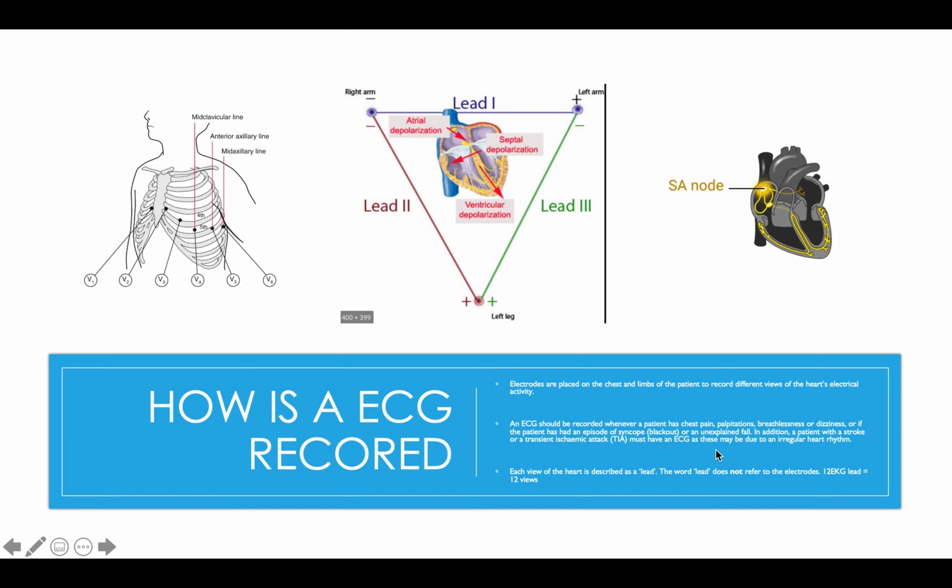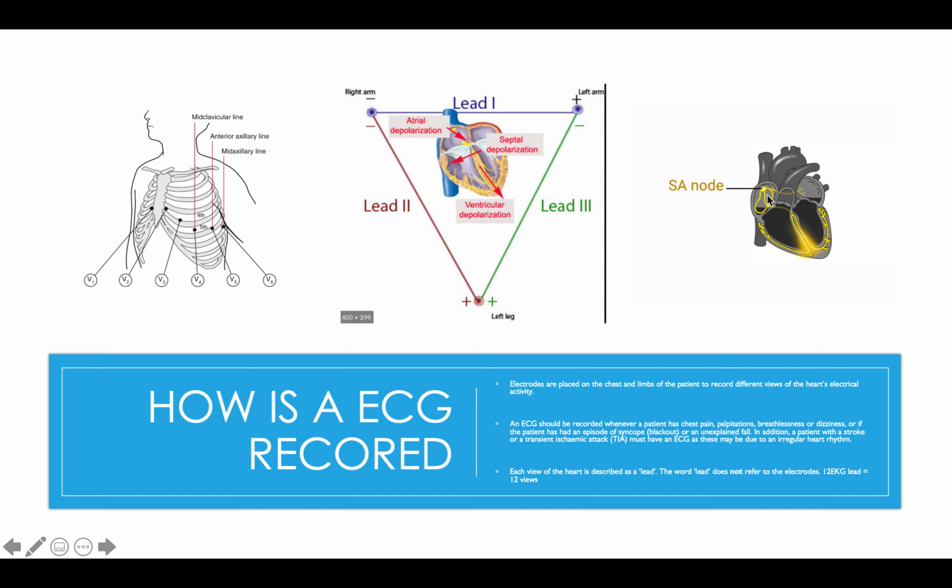Now before we get into that, we need to understand that an ECG simply consists of electrodes which are placed on both the chest and limbs, both the arms and the left leg, in order to record different views of the heart's electrical activity. Now on the right you can see I've added an animated video of how the electrical activity or the wiring of the heart is.